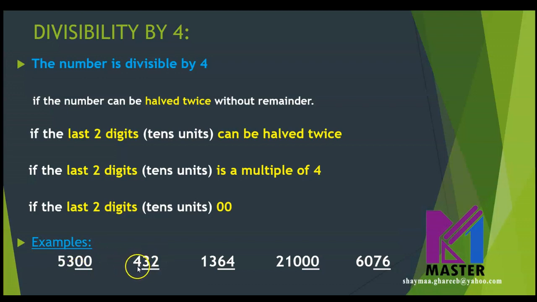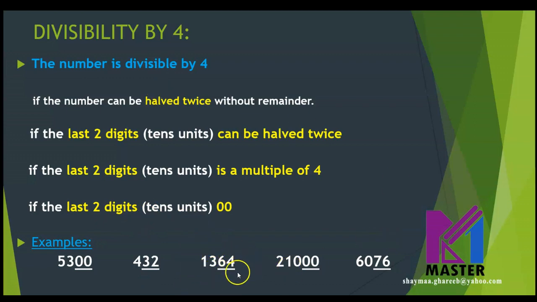What about the second number, 432? The last two digits are 32. 32 is a multiple of 4, or it can be halved twice. What is the first half of 32? It is 16. Can you half the 16 one more time? Yes, of course. Then this number, all of it, 432, is divisible by 4. What about the third number here?